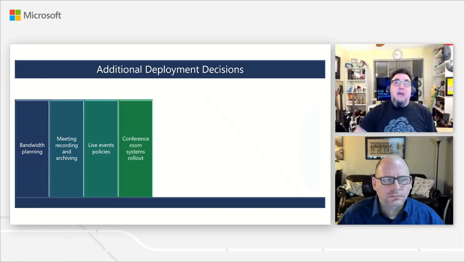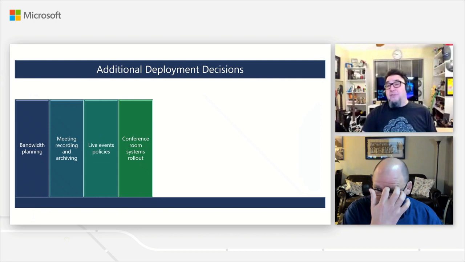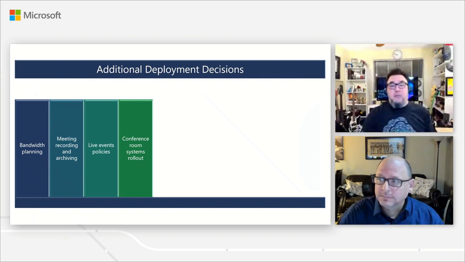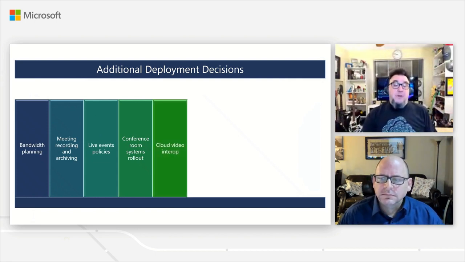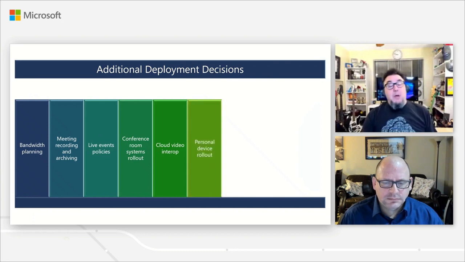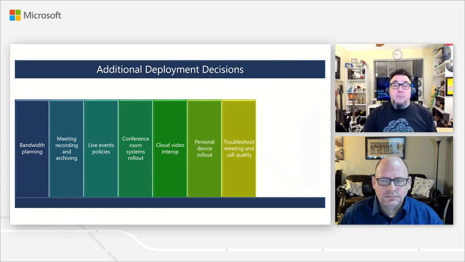Conference room system rollout. How are we going to do this? What rooms are we going to drop these into? How is it going to be managed? What are the rights? Are people allowed to just start calls? Can they accept? Cloud video interoperability. Again, another thing you want to take a close look at for bandwidth usage and how that's going to roll up in areas. Personal device rollout.